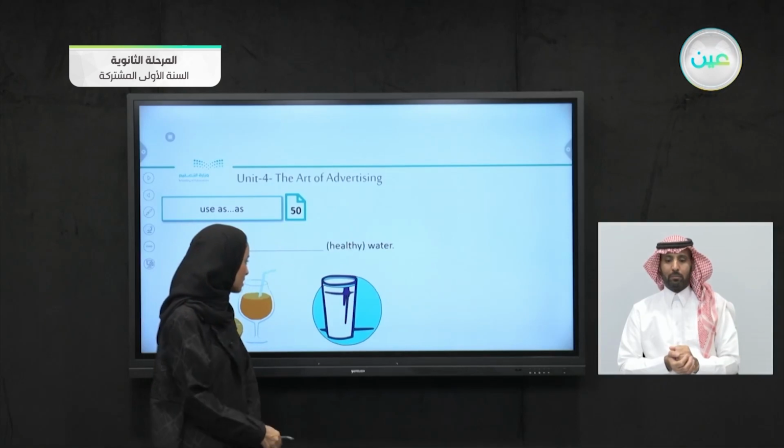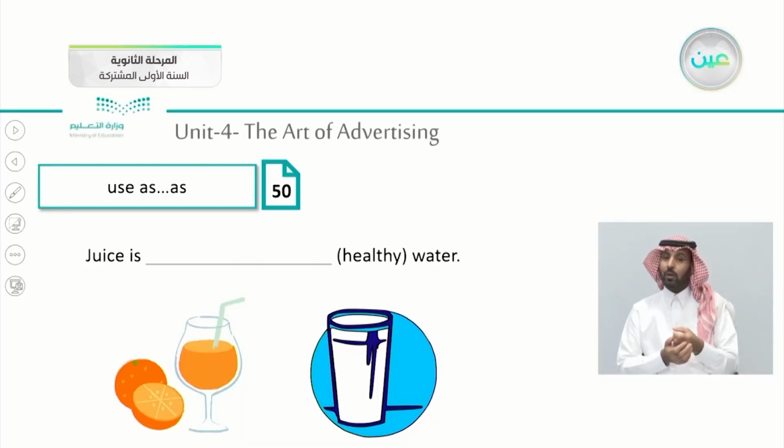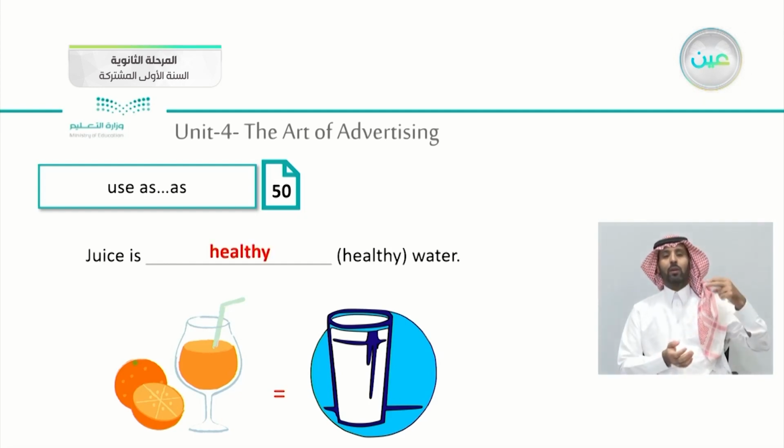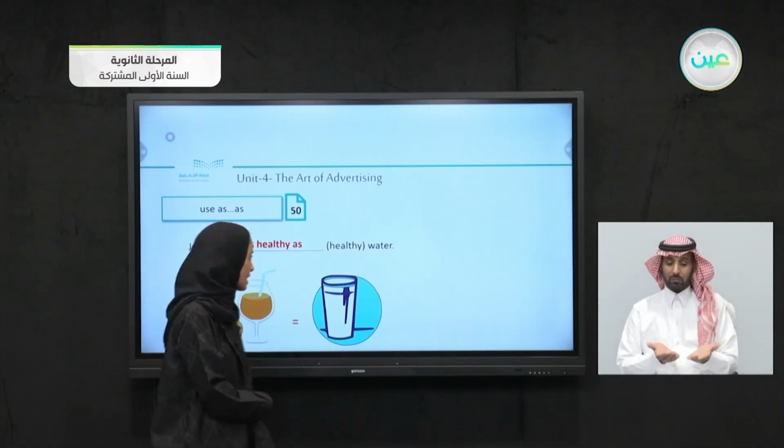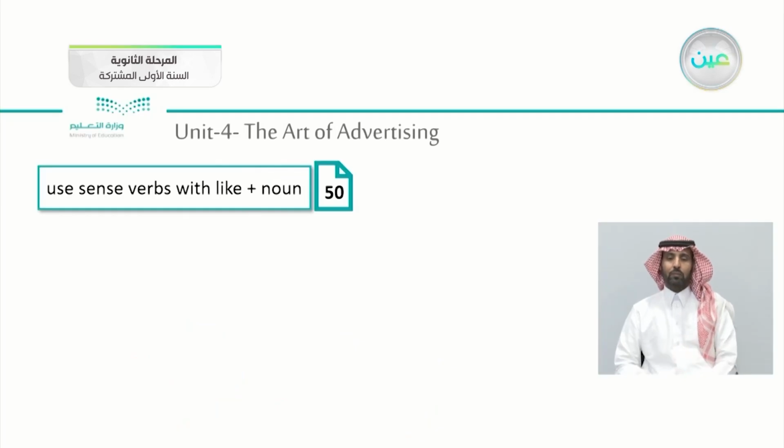How about it in here? We're having juice and water. They are equal to each other. So I will use healthy. This is healthy and this is healthy as well. So as healthy as. I can tell, you can take the juice or the water. They are like each other. As healthy as.